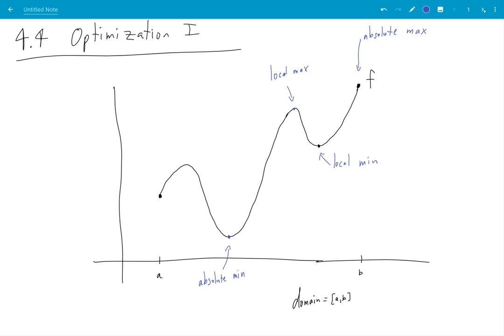What else can we say about this diagram? You'll notice that this absolute min is also a local min, but that's less important.